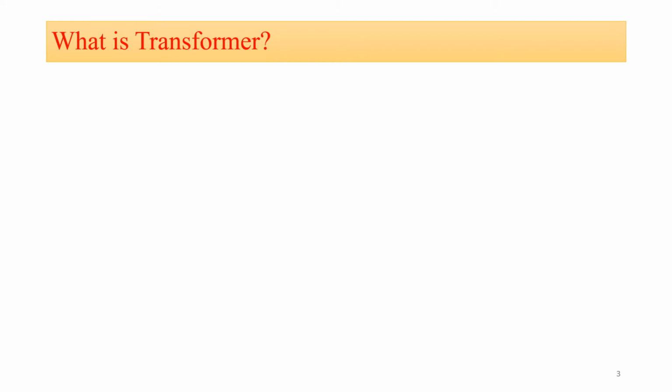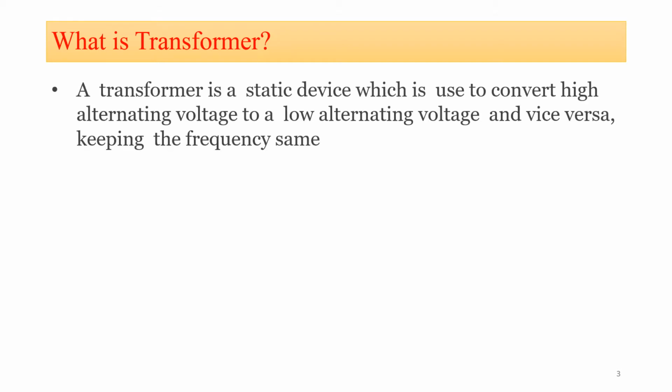Before starting our auto transformer, first of all let's see what is transformer. A conventional transformer is a static device which is used to convert high alternating voltage to low alternating voltage and vice versa, that is low alternating voltage to high alternating voltage. Our normal type of transformer has two separate windings, that is primary winding and secondary winding, and is basically divided into two types, that is step up transformer and step down transformer.